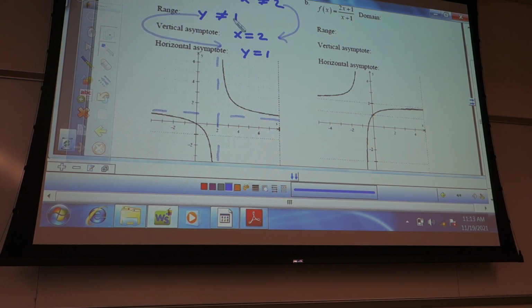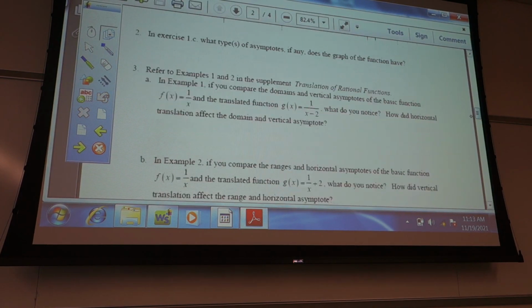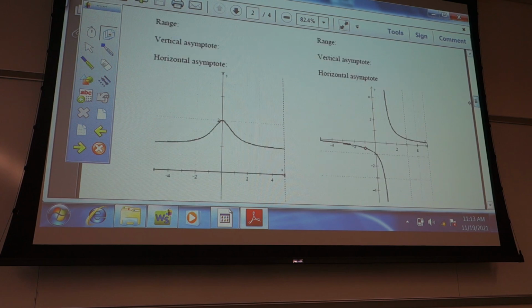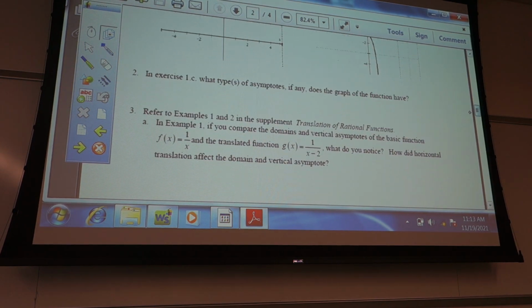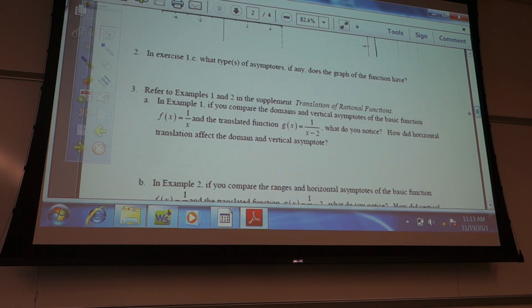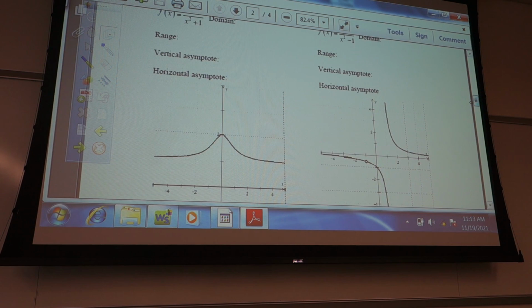Right? So if y can't equal 1, then y equals 1 is a line it can't touch. If x can't equal 2, then x equals 2 is a line that it can't touch. So everybody go ahead and finish up B. And then there's a couple more on the next page, I believe. C and D as well. And we can try to answer number 2. So take a look at these ones as well.